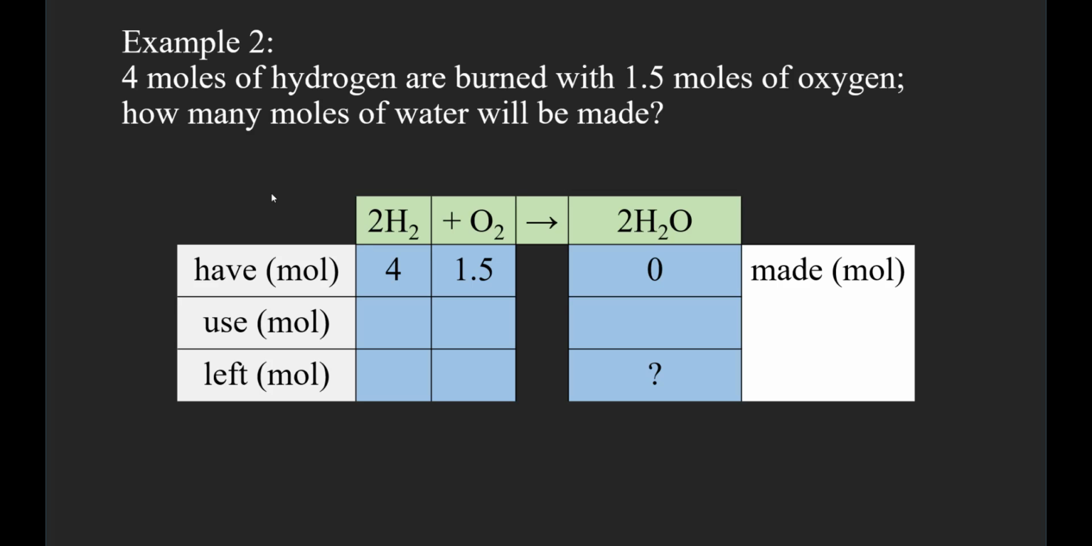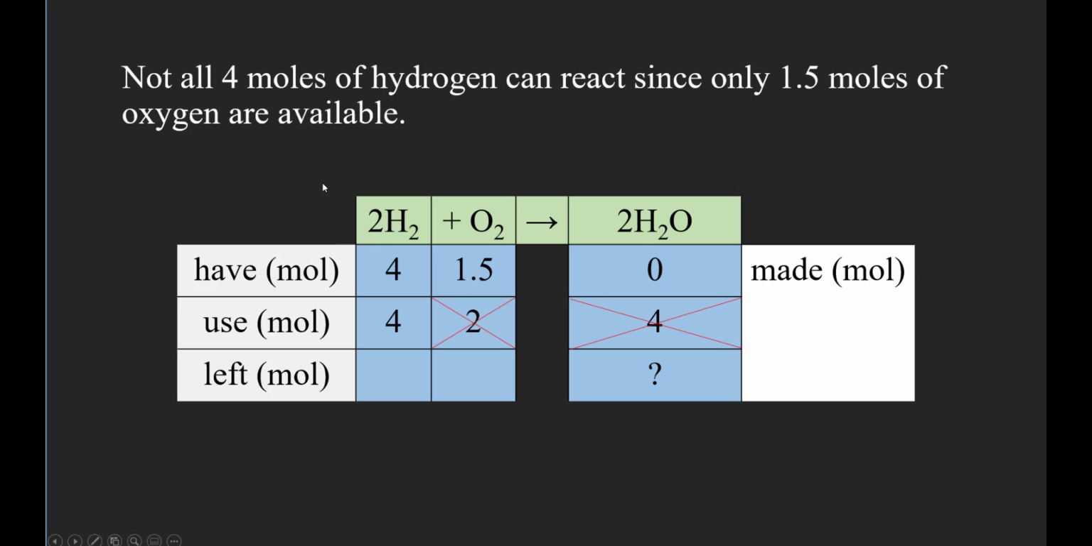Let's try this next one again. Mechanically, just go through the exact same process. We have 4 moles of hydrogen and 1.5 of oxygen. And again, this time, we go ahead and drop the 4 down and say, all right, let's try to use up all 4 moles. And following the ratio, we see for every 4, we need 2 oxygens to make the 4 water, but we can't do it. So that's why they're crossed out.